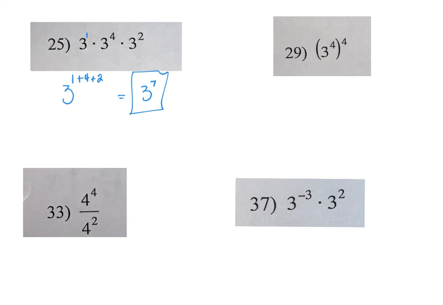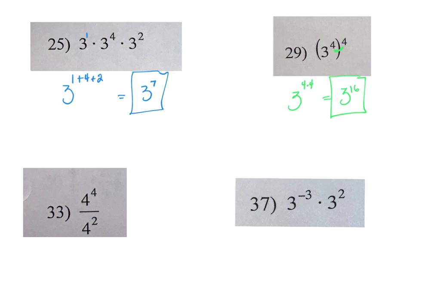29 is an example of my second rule. All right, my second rule. I have a power to a power. What is the rule for that? What do I do with those exponents? Yes, I multiply them. So this is 3 to the 4 times 4. So this is going to be 3 to what power? 3 to the 16. And that is my answer, 3 to the 16.